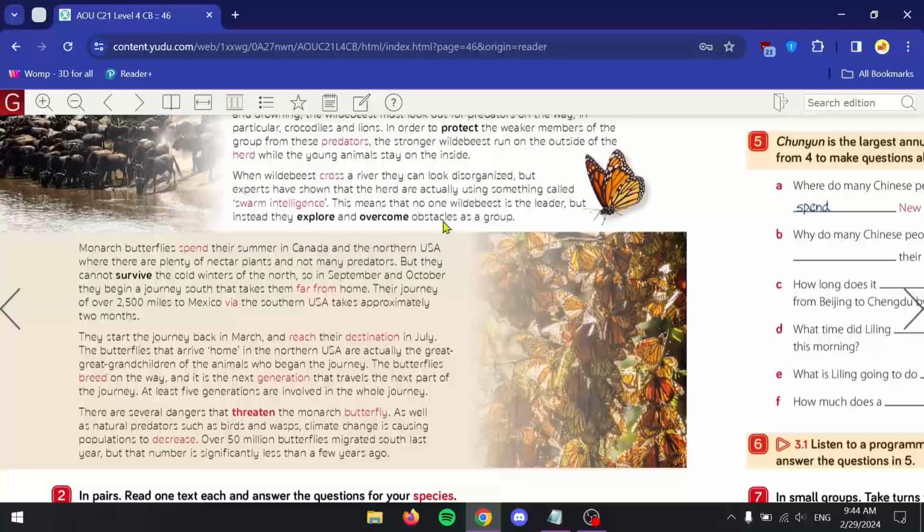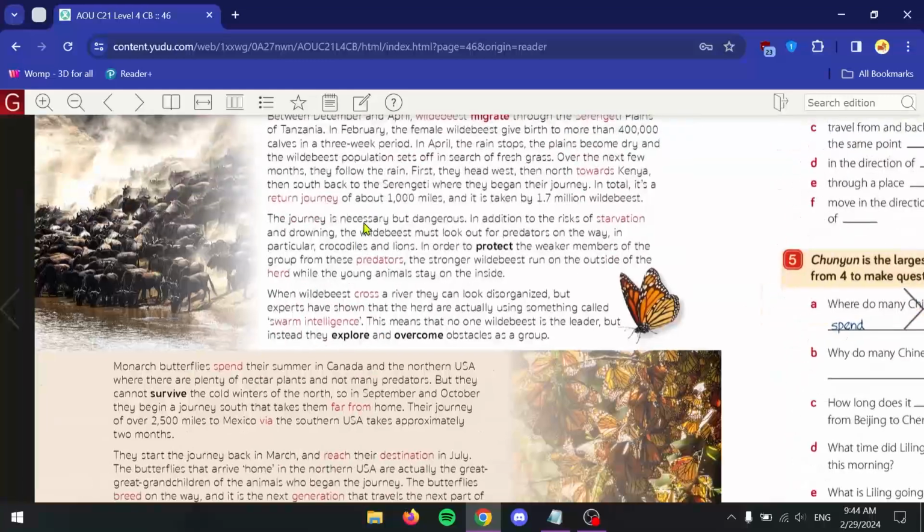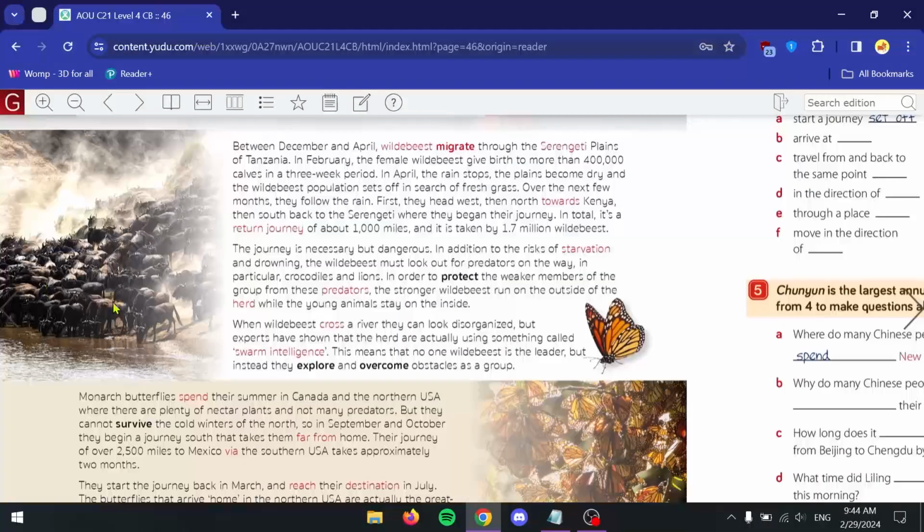Okay? We could also say some more similarities include that they migrate in pairs. You don't see just one of them migrating 1,000 miles or 2,500 miles. So they migrate in large groups or pairs. Okay?